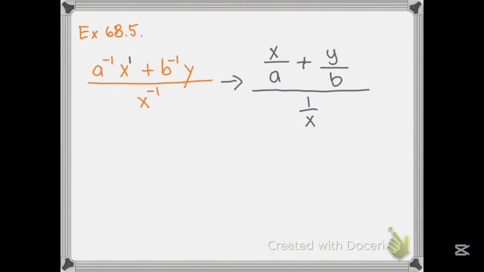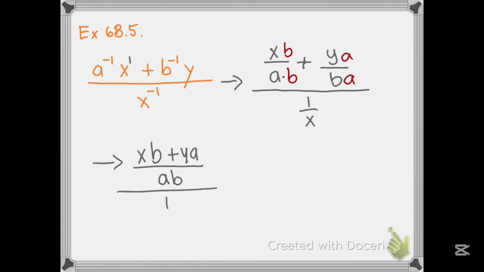And again, what we want to do, I'll just continue here, is have common denominator. So we're going to have to multiply by b here, the first one, and by a, the second one, so that we have denominator ab. So we have xb plus ya over ab, and all of that in 1 over x.